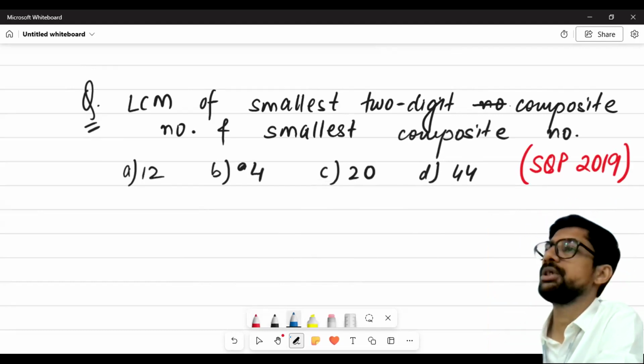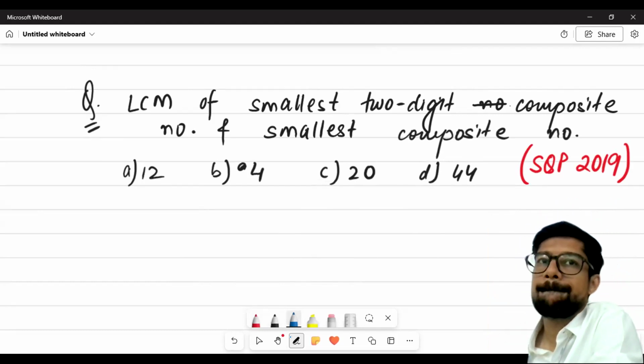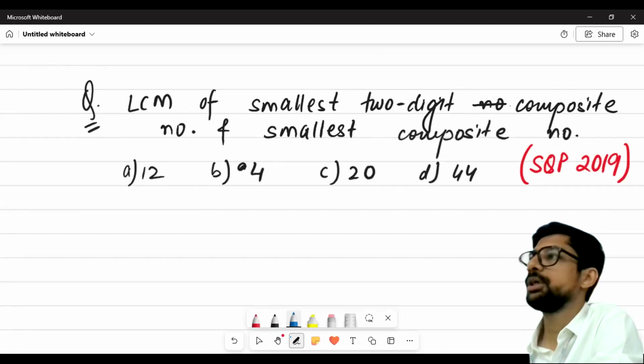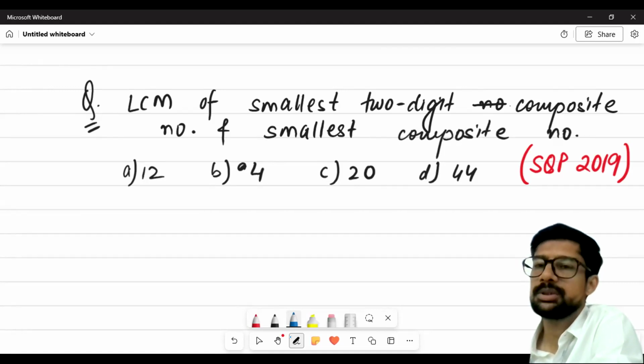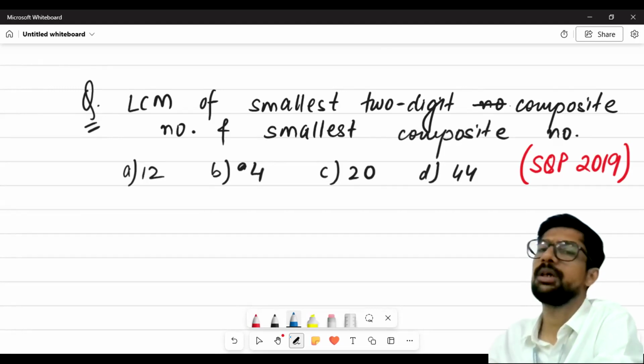The smallest 2-digit composite number. What are composite numbers? Which have more than 2 factors other than 1, the numbers that come in the table of other numbers.